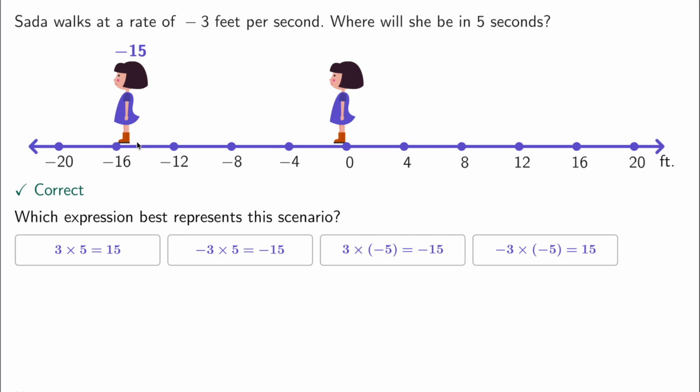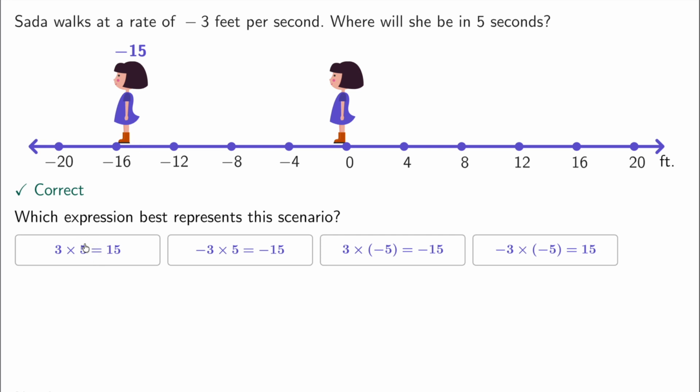And the question now is, which expression best represents this scenario? I'm giving you 1 minute to think about it. Is it 3 into 5, that's 15? Is it minus 3 into 5, that's minus 15? Is it 3 into minus 5, that's minus 15? Or is it minus 3 into minus 5, that's 15? So our answer is minus 15, isn't it?